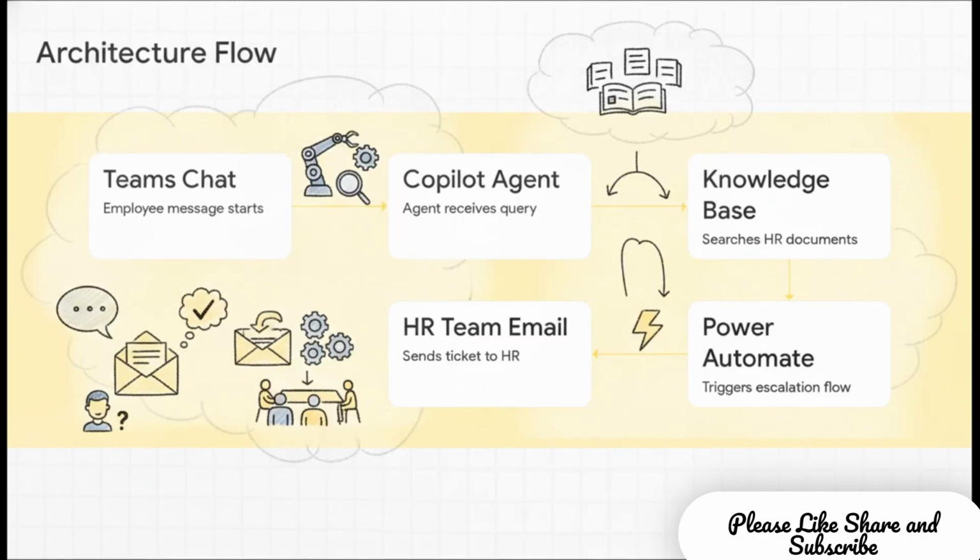Let's trace how data flows through this architecture. An employee's initial message starts over in Microsoft Teams. That message travels straight to the Copilot agent. The agent then does one of two things. It either queries the knowledge base, those company HR docs, to formulate an instant answer, or if the request is super complex, it triggers a Power Automate flow to escalate the issue directly to the HR team's email. This is the exact real-world enterprise architecture we're bringing to life today.